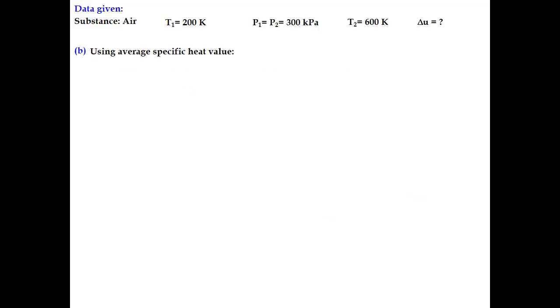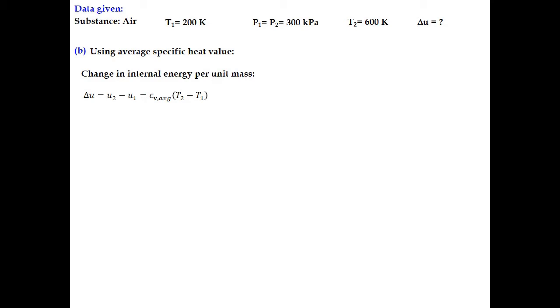Okay, for question B, we need to use the equation involving the average specific heat value. Because now what is involved is internal energy, we need to use the average specific heat equation at constant volume. The change in internal energy per unit mass, delta U, equals U2 minus U1, which equals Cv average multiplied by T2 minus T1.